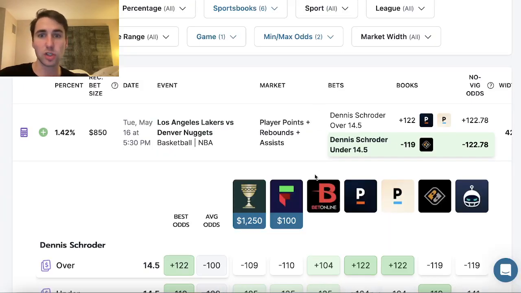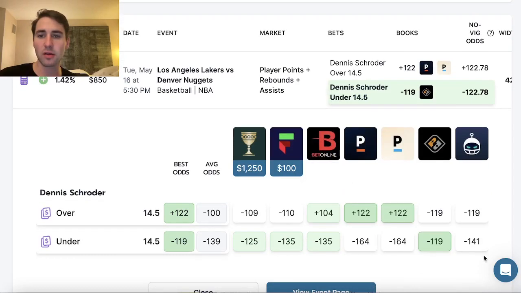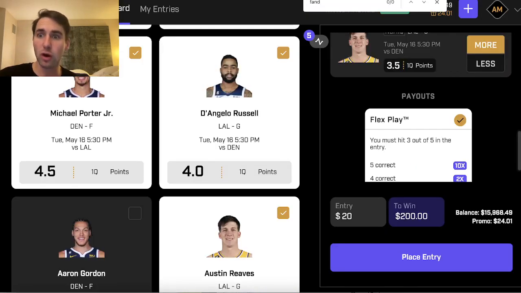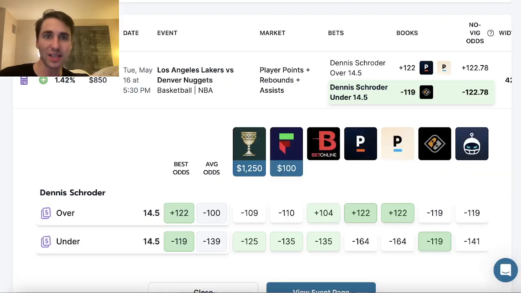But what you're going to notice is for Schroeder, all of the sportsbooks, Pinnacle, the sharpest sportsbook in the world, have his under juiced all the way to minus 164 odds. So all of the sportsbooks are saying Schroeder is a lot more likely to go under as opposed to over. And PrizePicks doesn't change your payout based on you selecting over versus under. So obviously, for Dennis Schroeder, we'd rather take his under 14.5 points plus rebounds plus assists on PrizePicks, because the under is the favored outcome.